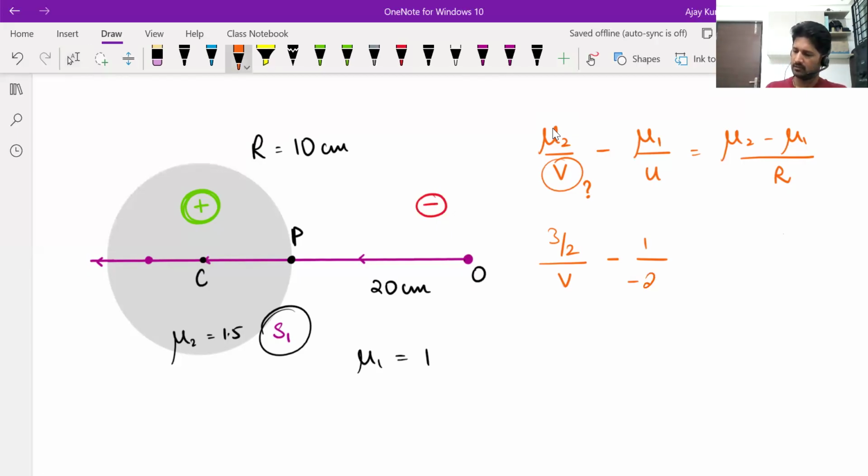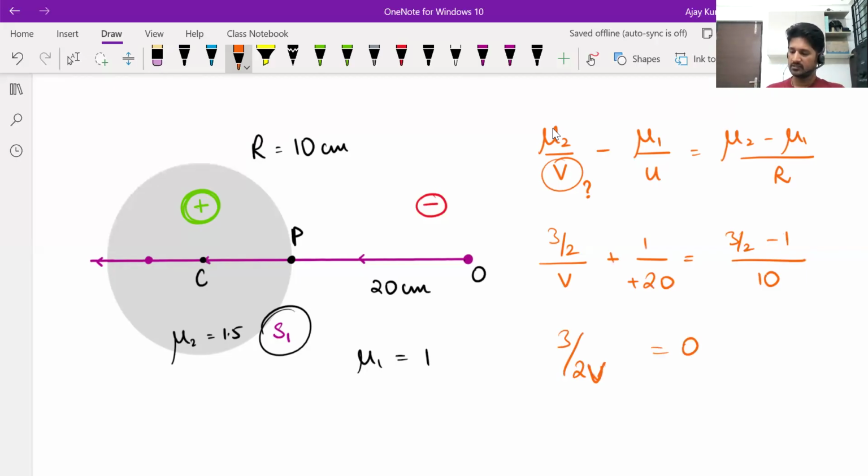So minus 20 is equal to mu2 minus mu1 divided by r. Radius is also to be measured from the pole itself. From pole to the center. Center is on the positive side, so plus 10. Okay, minus minus becomes plus. 3 by 2 minus 1 is 1 by 2. 1 by 2 divided by 10 is 1 by 20. Okay, right hand side we are getting 1 by 20. 1 by 20, 1 by 20 cancel. Means it becomes 0. So 3 by 2v is equal to 0.